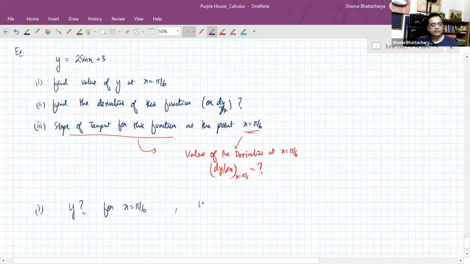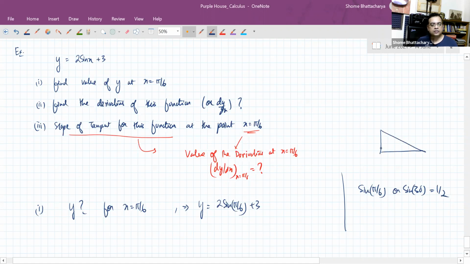So y will become 2 sine pi by 6 plus 3. Now you know from your knowledge of trigonometry that sine pi by 6, the same thing as sine 30, is equal to half. How do we know this? Because a right angle triangle which has the ratio of perpendicular to hypotenuse equal to 1 by 2 has the angle theta equal to 30 degrees. This is about trigonometry of right angle triangles. So from that I know this is half, so I'll substitute that over here.